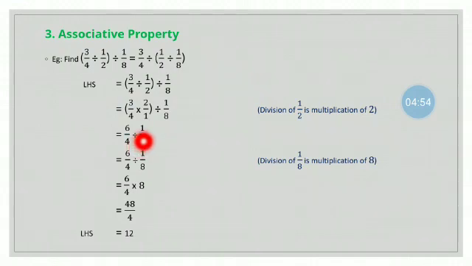So 6 upon 4 divided by 1 upon 8. As division by 1 upon 8 is multiplication by 8, so 6 upon 4 into 8. So 6 eights are 48 upon 4. So let's divide it. 4 ones are 4, 4 twelves are 48. So LHS equals 12.